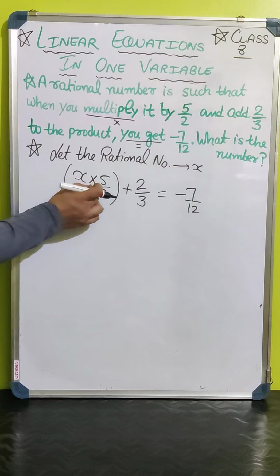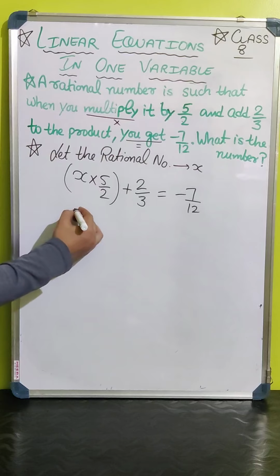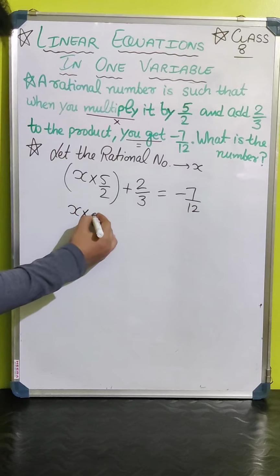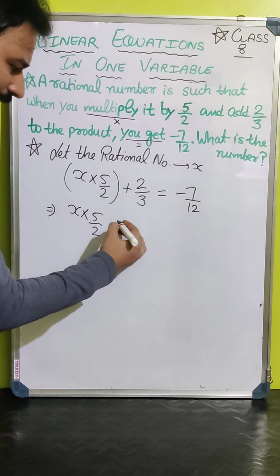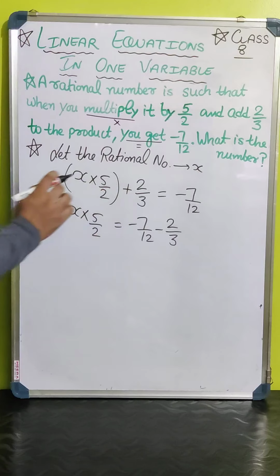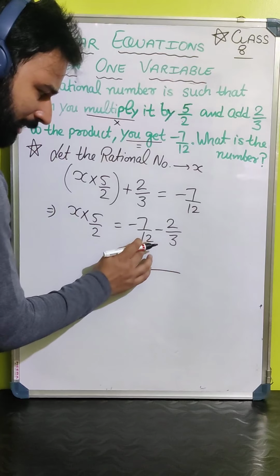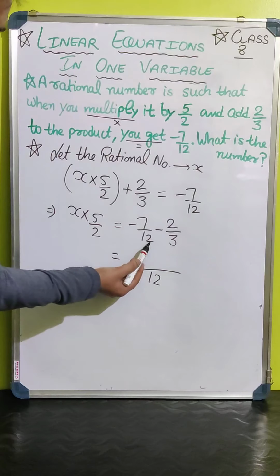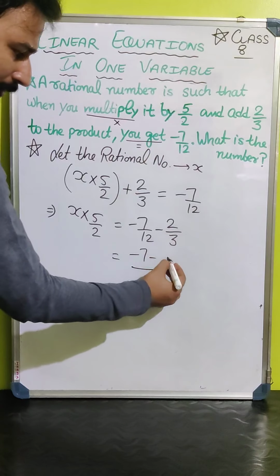This is x into 5 by 2. You can write also 5 by 2x, but I am taking the same. Now take this number to the right hand side. When it goes to the right hand side, it should be minus 2 by 3, because it was plus on the left hand side. Now just take the LCM of these numbers. The LCM of 3 and 12 will be 12. You can easily find out the LCM. Now 12 ones are 12, 1 seven is 7, 3 fours are 12, 4 twos are 8.